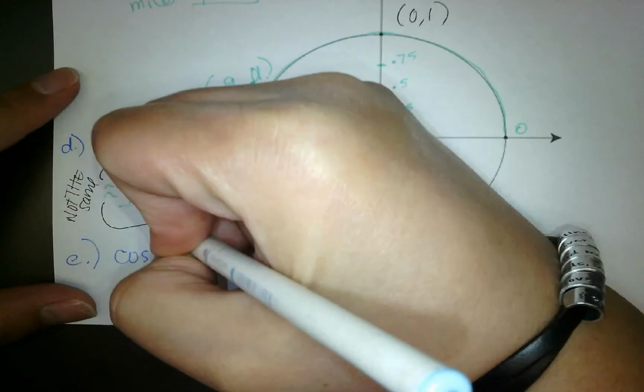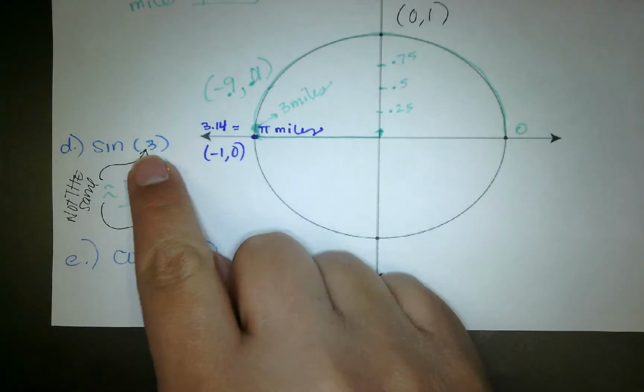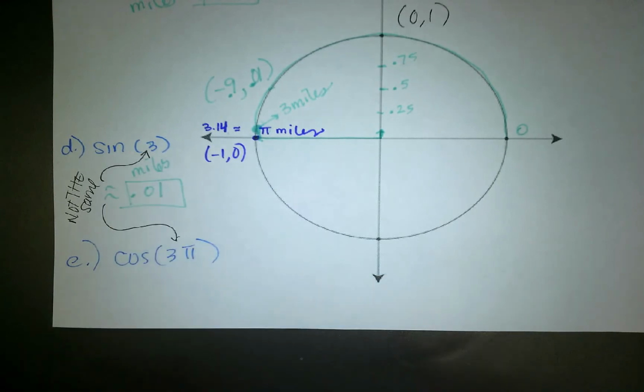That is the number 3. That is the number 3 pi. 3 pi is about 3 times 3.14. That's about 9-ish miles, 9 point something miles as opposed to 3 miles. Okay, not the same input.